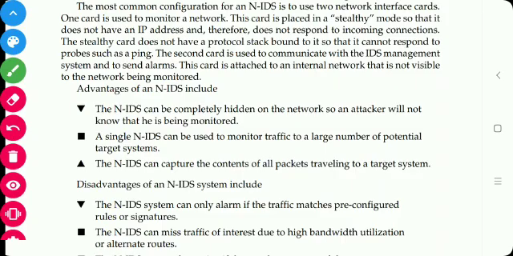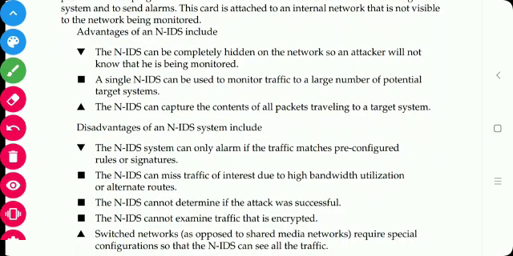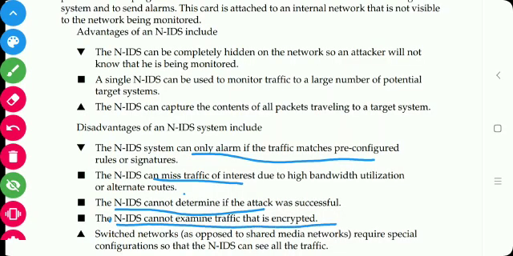Disadvantages of NIDS systems include: the NIDS system can only alarm if the traffic matches pre-configured rules. It can miss the traffic of interest due to high bandwidth. The NIDS cannot determine if the attack was successful. The NIDS cannot examine traffic that has been encrypted. Switched networks require special configuration so that NIDS can see all the traffic. So these are the disadvantages of NIDS.